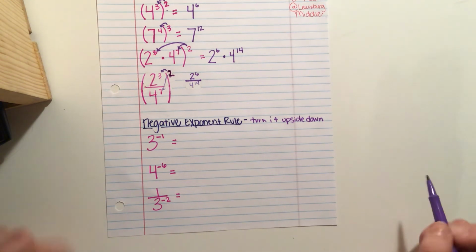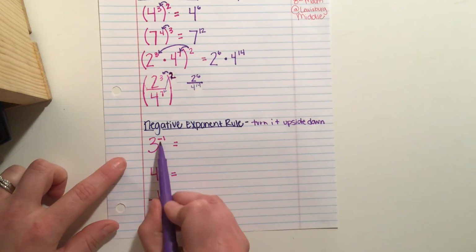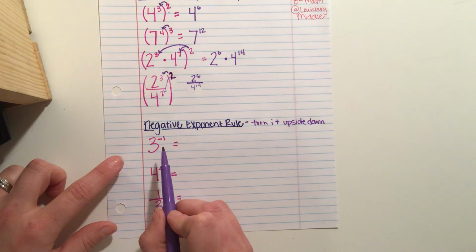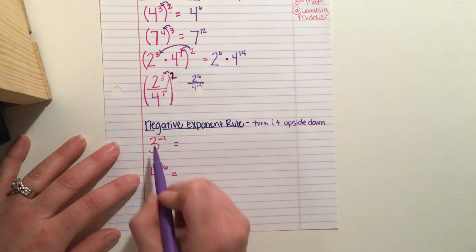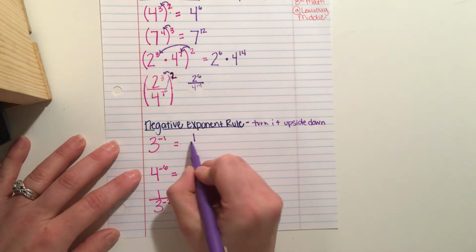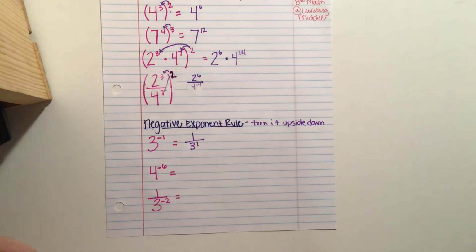This is what you're going to do. 3 to the negative 1, that's a negative exponent. Take that negative away and put 3 to the first in a fraction. So we're going to turn it upside down basically. It's a whole number. We're going to turn it upside down and put it in a fraction. That's what it would be. 1 over 3 to the first. We're turning it upside down because it had a negative.